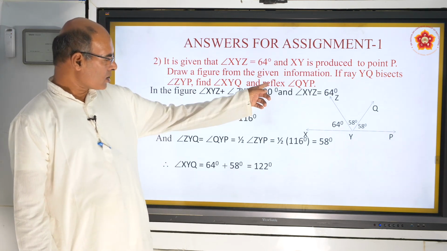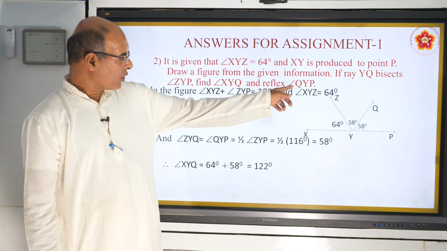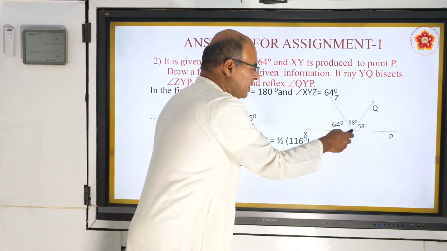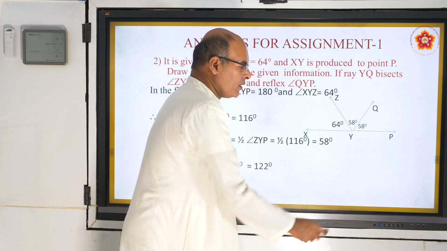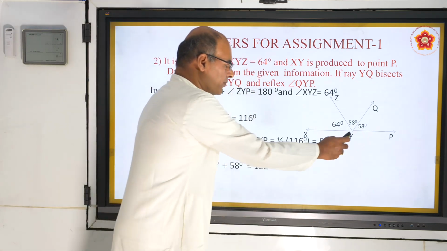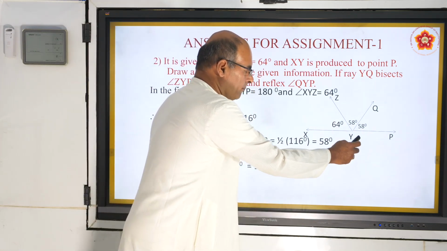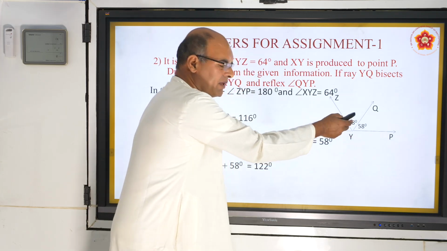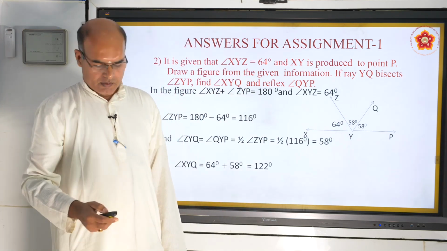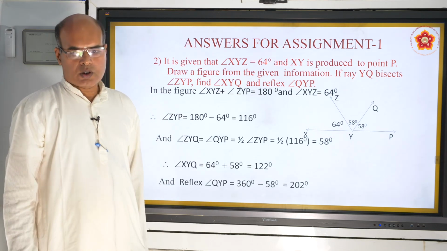And you are also asked to find out reflex angle QYP. Angle QYP is this 58 degree. So reflex QYP means 360 minus this angle. 360 minus 58 degree. So that is 302 degree.